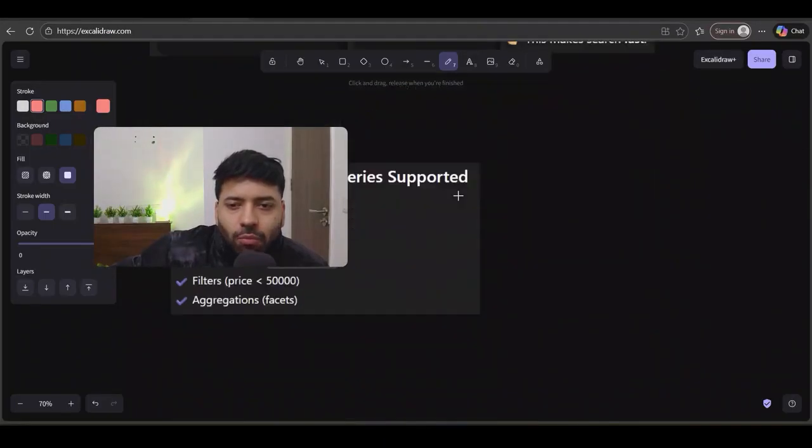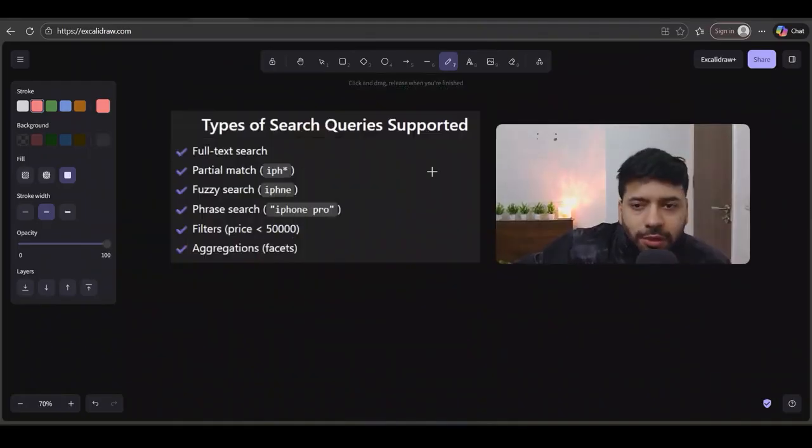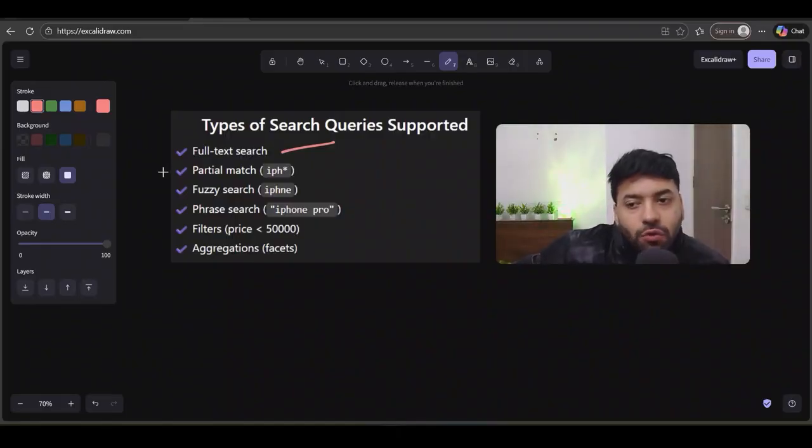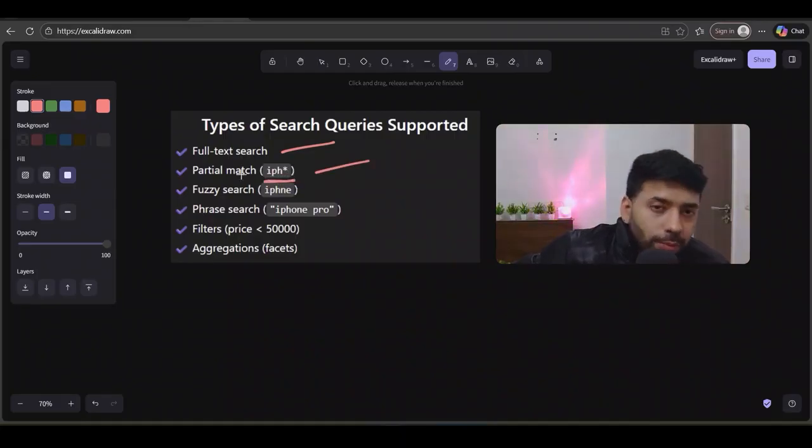Okay, next let's see some more things related to the search database. Let's first see what are the types of search queries which are supported by a search database. Of course, first of all, the full text search is allowed in the search database, but apart from that we also have many other things, because full text search is also present in SQL and NoSQL databases, right? But apart from full text search, what we also require is partial match, something like this. You have IPH, and after that you can say it's a wildcard search, okay? So we should be able to match a partial search.